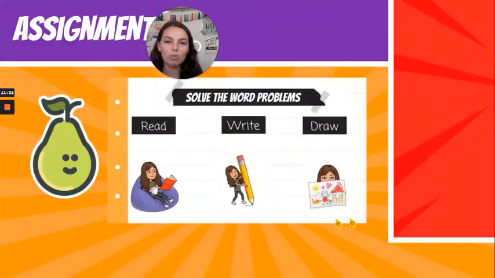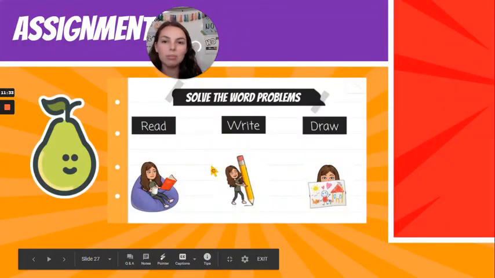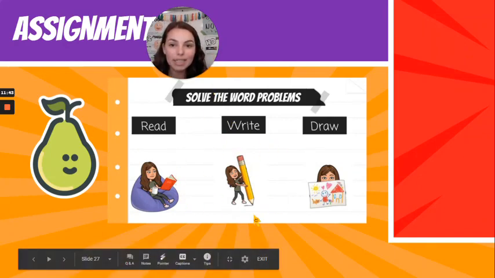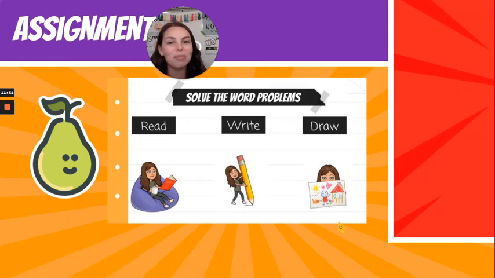We checked our work. So you're going to have some problems to do on your own. And remember, read the problem. Maybe you need to underline or circle some numbers. Then you're going to write the number sentence, just like we did at the top. And then draw your dots or draw the number line to help you count and figure out your problem to solve the word problem.